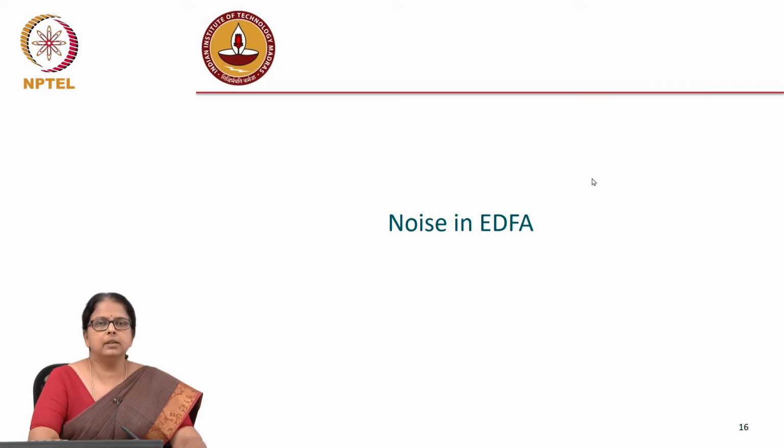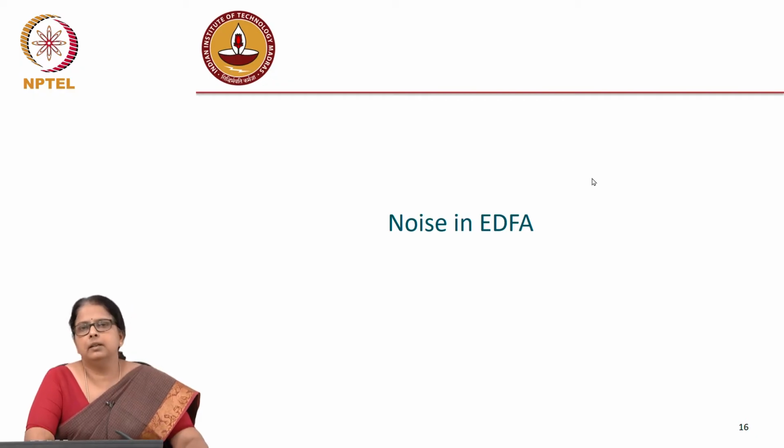So, we talked about the physical layer parameters for an EDFA, which included the gain flatness, saturation power and so on. Now, the most critical parameter we need to consider is the extent of noise added by the EDFA, right. So, we are going to spend some time understanding the noise added by the EDFA and how it is going to affect the performance of our link.